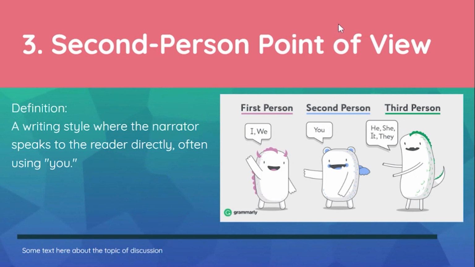Second person point of view again comes up much less than other points of view. You'll see it in things like instruction manuals and things that are asking you or showing you how to do something. You'll also see it in choose your own adventure style writing, where you may get to pick how things are going, or where the author is speaking directly to you as the audience.